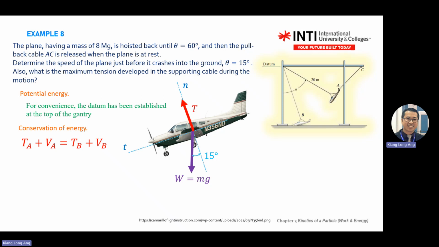What is the path of this object? How do you draw the path of this object, this aircraft? This is the path. Any force along this path? Is there any force along this path from your free body diagram? Does the question mention air resistance? No, right?